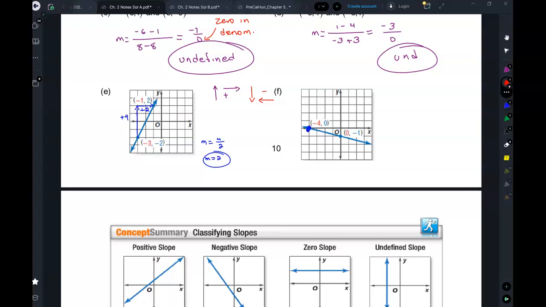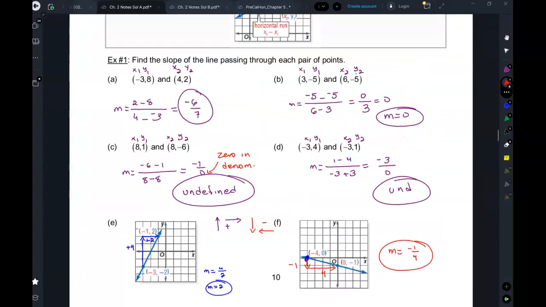So here, to go to the other point, I have to go down. And when you go down, that's negative 1. And then I have to go to the right, that's positive 4. Right? So slope is negative 1 over 4. Okay? So it's always vertical first. Yes, rise over the run.